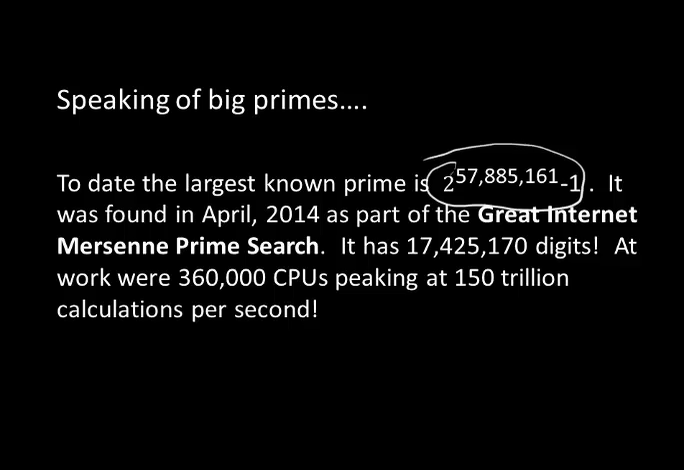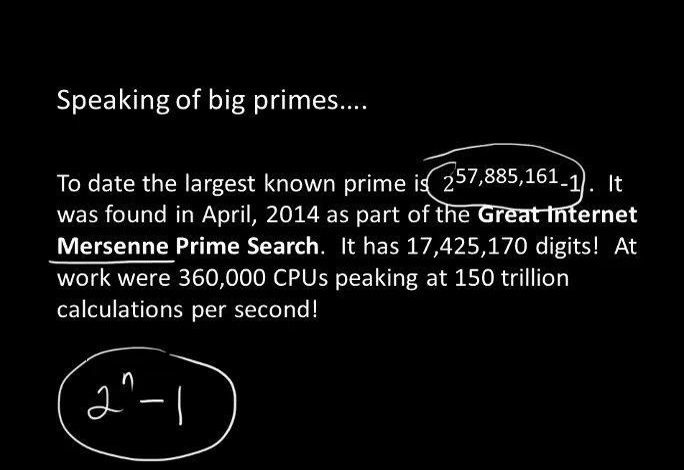These are called Mersenne primes. Mersenne primes are of the form 2 to a power minus 1. Lots of these numbers turn out to be prime. Not all, of course, but lots of them do. And this was found in a Mersenne Prime search, an internet search. In the 1990s, this great internet Mersenne Prime search was started with the advent of the internet.